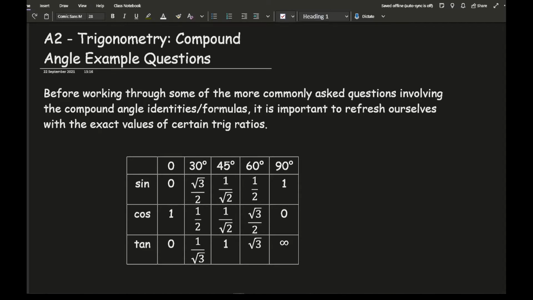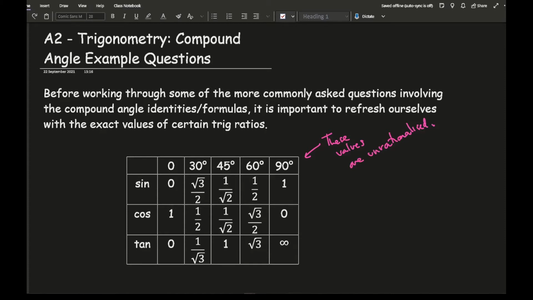Now we looked at these values in AS, and even though in the exam you're allowed a calculator, and most scientific calculators will automatically give you the exact values, whether it be involving a surd or simple fraction, it is still important to know these values that are unrationalized. So let me just make a little note saying these values are unrationalized in terms of the denominator.